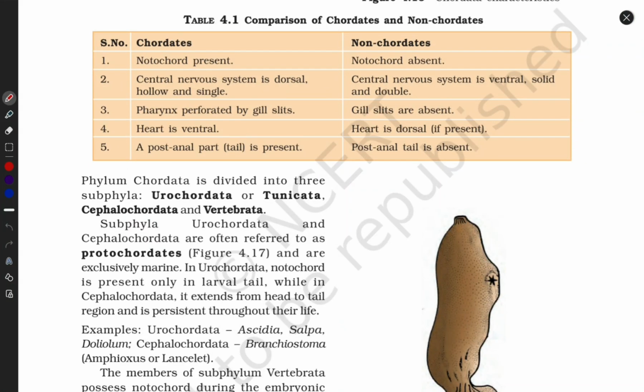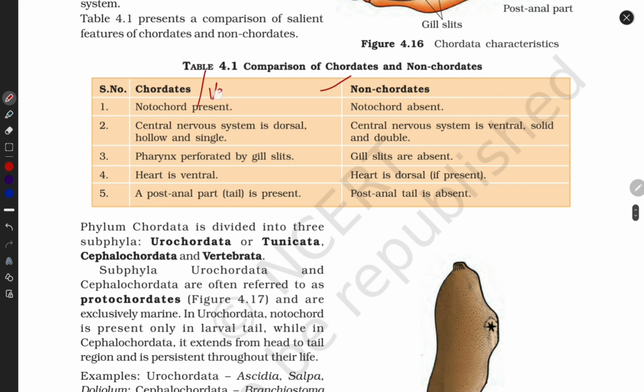So let's start with a brief introduction. Comparison of chordates and non-chordates. We can also call them vertebrates, because they have vertebrae, and these are invertebrates. Guys, let's discuss some important differences between chordates and non-chordates.